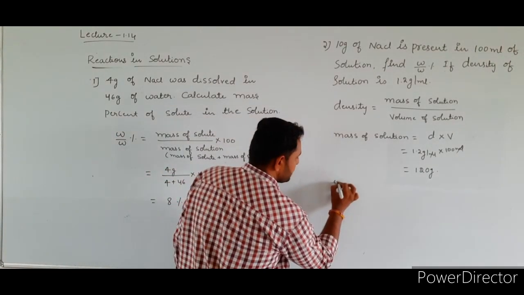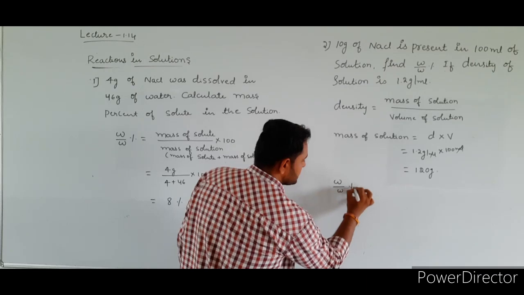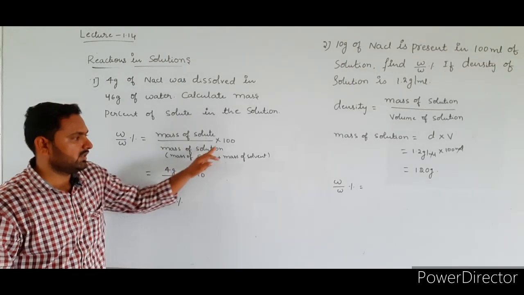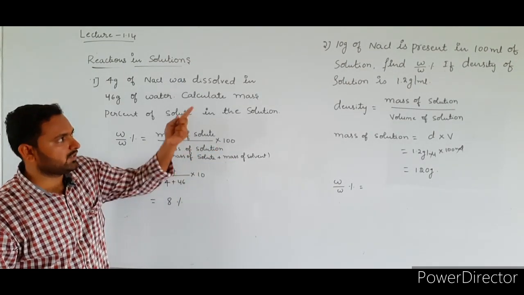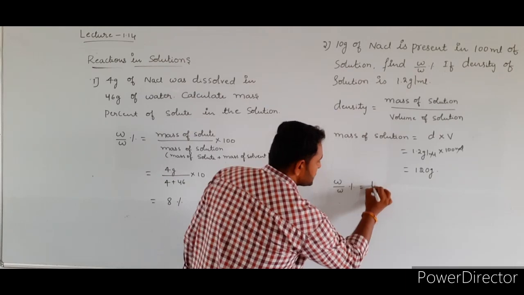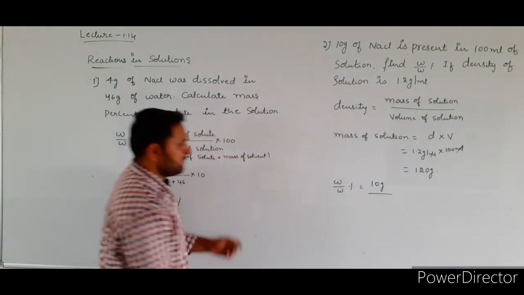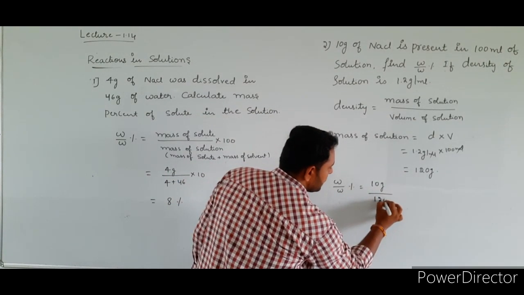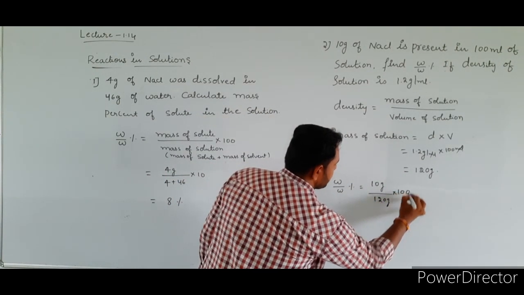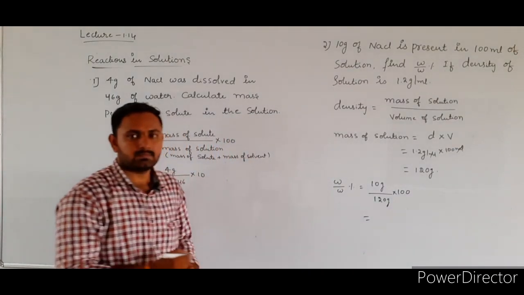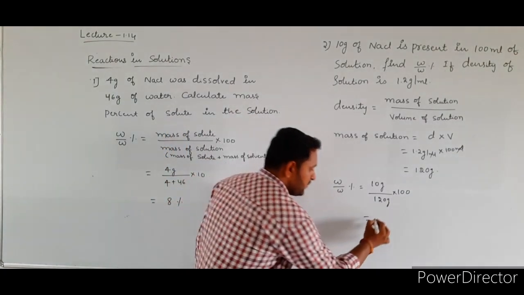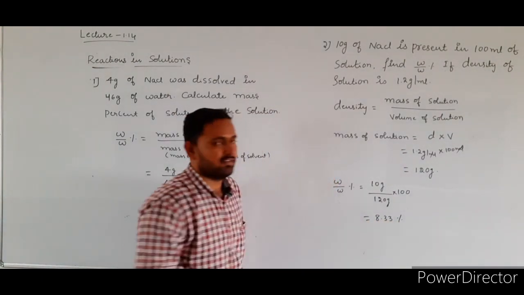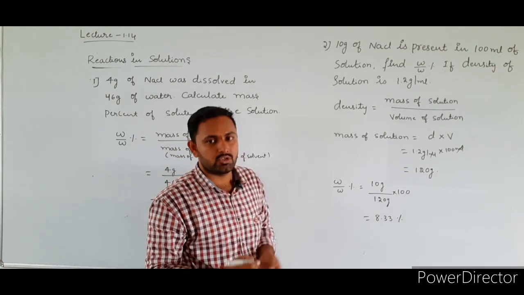What is the mathematical expression of mass percent? Mass percent is equal to mass of solute divided by mass of solution into 100. What is the mass of solute? The mass of solute is 10 grams. Divided by, what is the mass of solution? The mass of solution is 120 gram into 100. Calculate. After calculation, you will get 8.33%. This is the mass percent of solute in the solution.